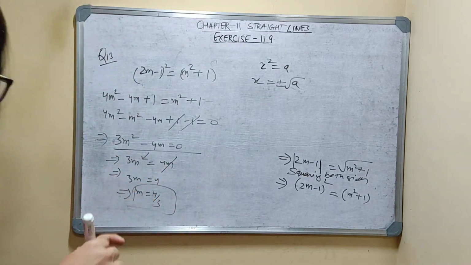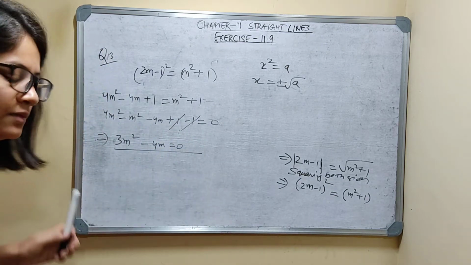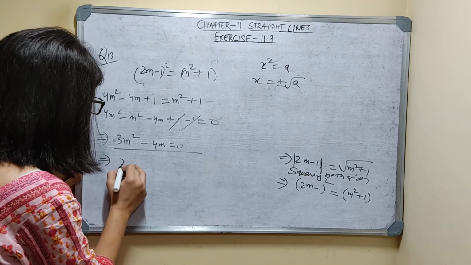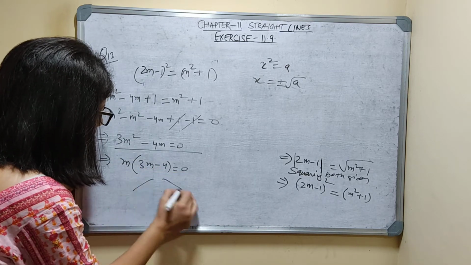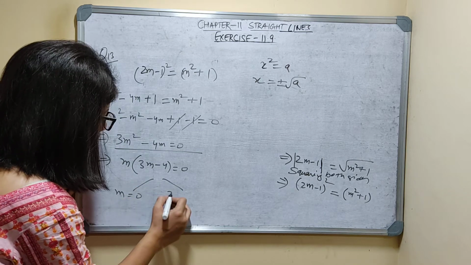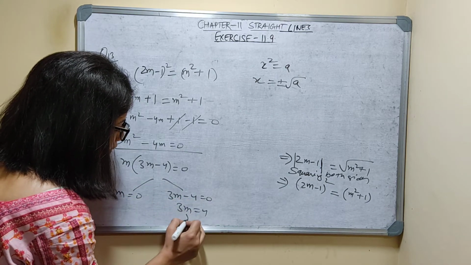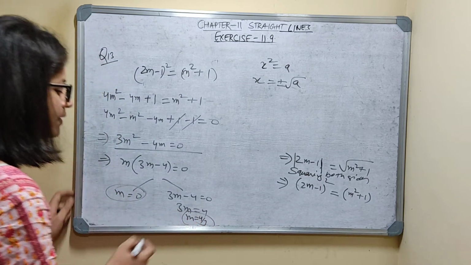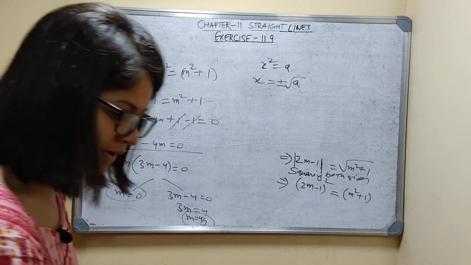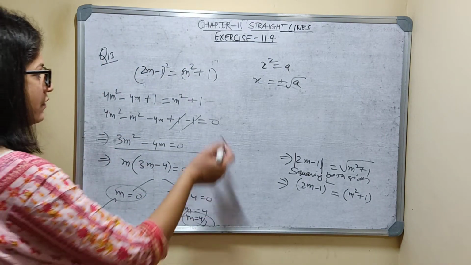One more thing you can do from here: don't cancel this m, and you will get two values. Take m common: m into (3m minus 4) is equal to 0. So two cases are there: m is equal to 0, and 3m minus 4 is equal to 0, so 3m is 4, m is 4 by 3. So two values: m is 0 and m is 4 by 3, because you have to find the equations of two straight lines.